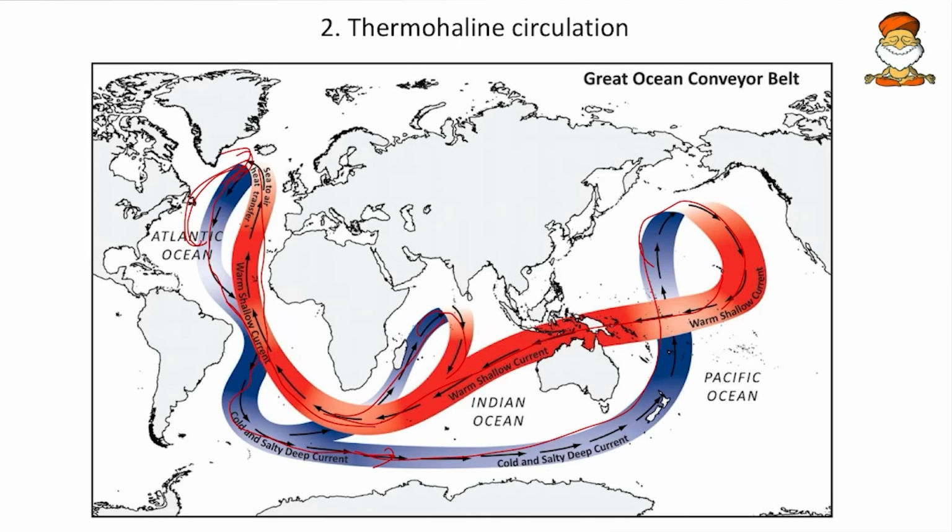So we can say it is a conveyor belt, like the sinking of water at one place and upwelling, or coming up, at the other place. So that will be taking place, and this is the thermohaline circulation.